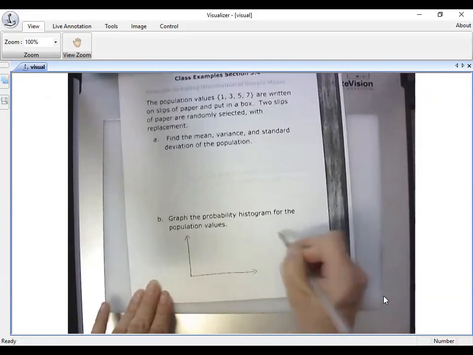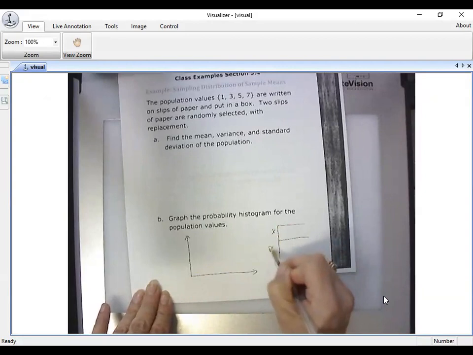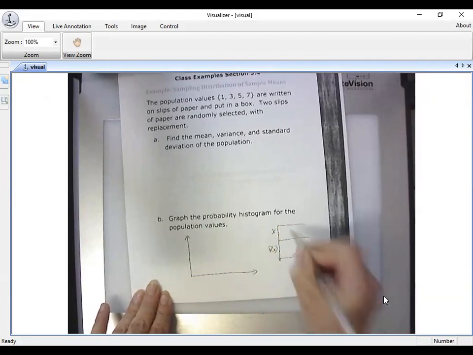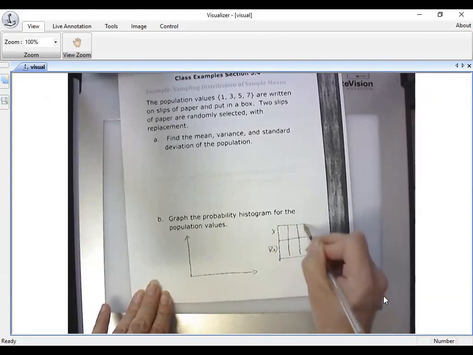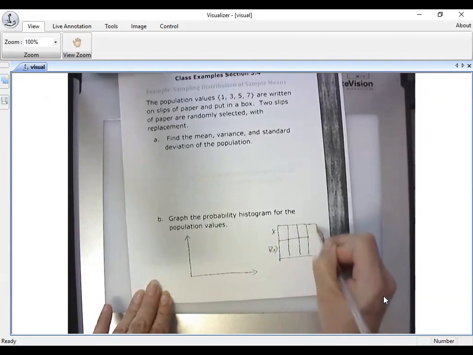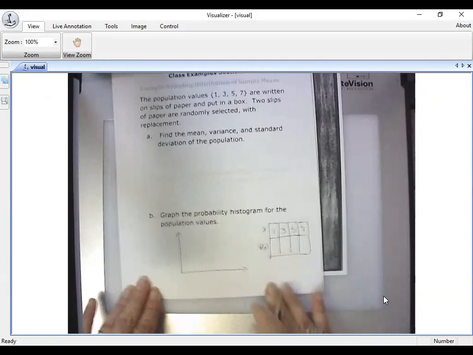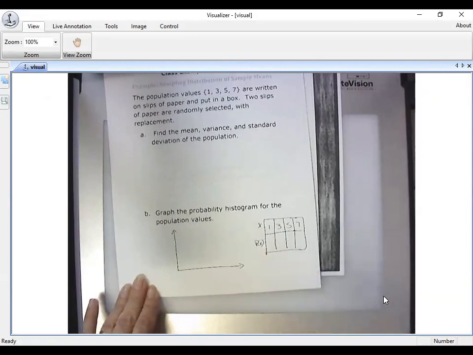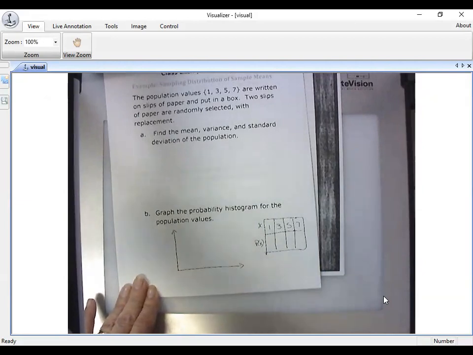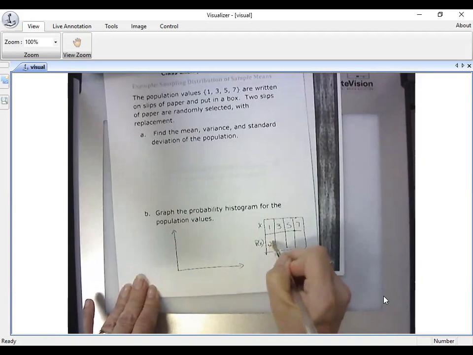Okay? I would actually think about making a table. I put my x values here. My p of x would go here. And what were the x values I could have? 1, 3, 5, and 7. Now, what's the probability that I would draw out a 1? How many sheets had 1 on it? Out of 4. And 1 out of 4 would be 0.25.